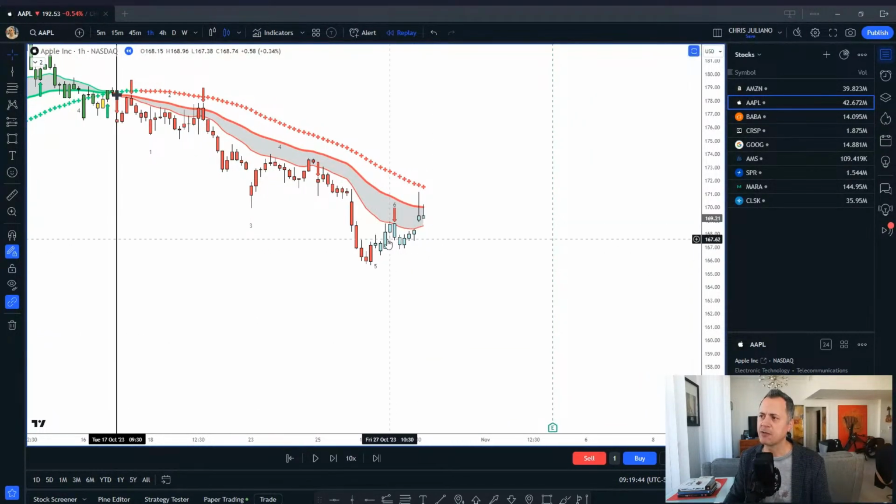We get another signal. Look at how this signal has now failed. So now we have an extended trend and a failed signal on TrendCloud. Break to the upside. So we can say that this downtrend has now been terminated.